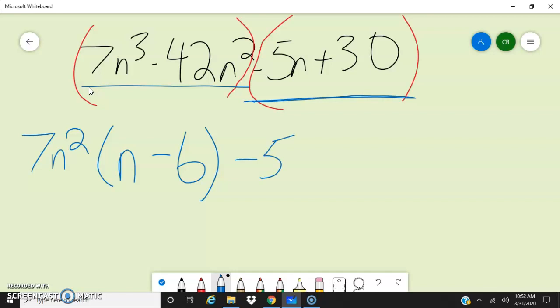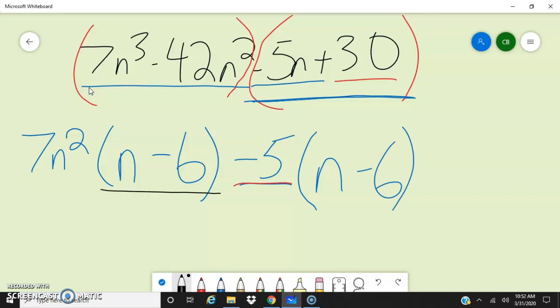And I'll show you why I do a negative 5 and not just a 5. If I divide by negative 5, negative 5n divided by negative 5 is just simply n, and then 30 divided by negative 5 is negative 6. And you'll notice that your new sets of parentheses should match up. They should be the same. So that's going to become your first new factor on the next line. So n minus 6.